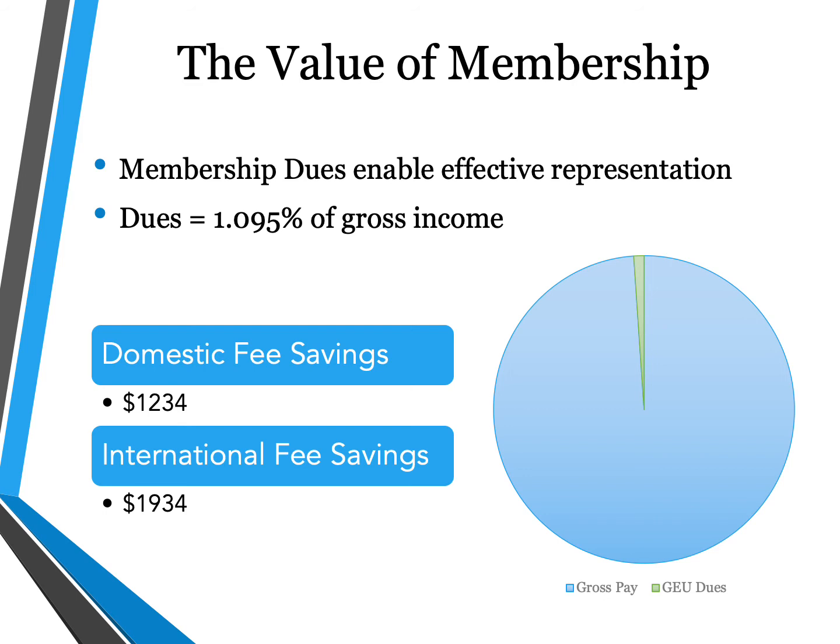If you want to see a simple way to understand the value of our union, let's just look at the fee waivers alone, which affect all GAs. Last year, domestic students got $1,234 in fee waivers and refunds that didn't exist before we had a union, and that's equal to more than 5% of the average salary of a 20-hour GA.